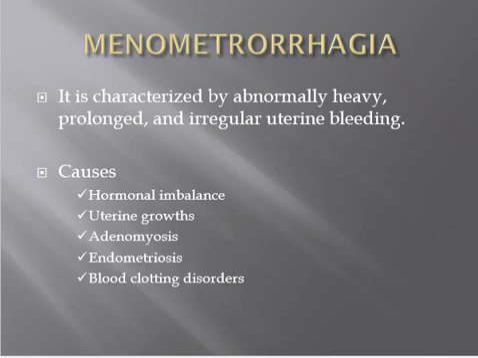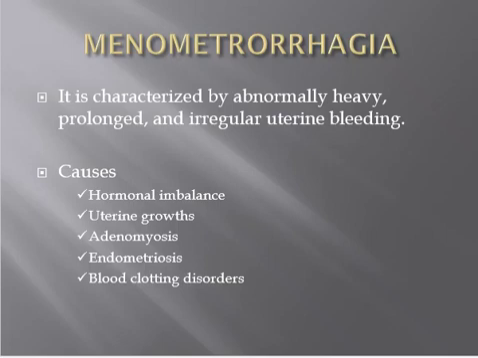You have hormonal imbalance, you have uterine growth, you have adenomyosis, endometriosis, and blood clotting disorder. So we already know what hormonal imbalances are. We know what uterine growth is, that's fibroid. You know what adenomyosis is. This is when the uterine lining grows inside the muscular wall of the uterus. Then endometriosis. This is when the uterine lining grows outside the uterus, such as the fallopian tubes, ovaries, or in the pelvis. Then blood clotting disorder. When the blood cannot coagulate properly, this leads to prolonged bleeding.